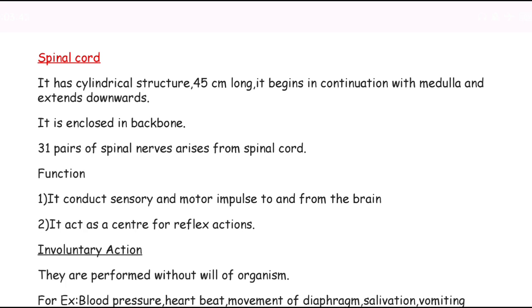33 pairs of spinal nerves arise from the spinal cord. Function of the spinal cord: it conducts sensory and motor impulses to and from the brain. The spinal cord acts as a center for reflex action.